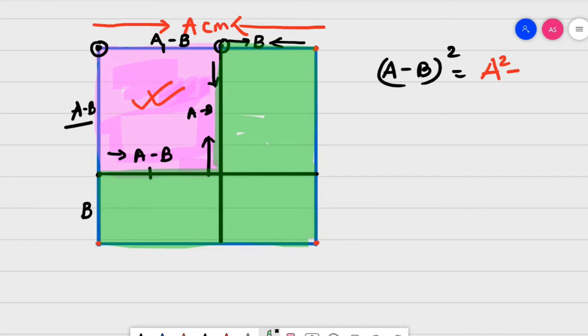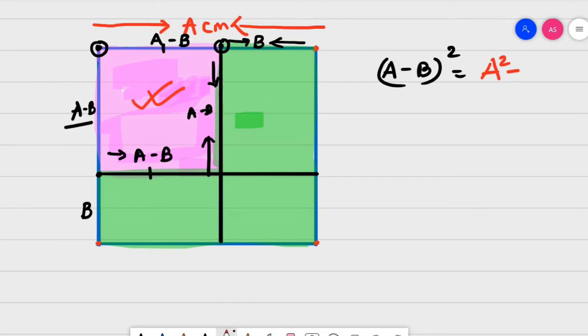See children, this is what you must come to. A square minus this complete part. A square is the whole square you have taken. And if you want (a minus b) whole square, then you have to subtract this green colored part from the whole, that is a square. Now, what is your green colored part? Let us calculate what is your green colored part.